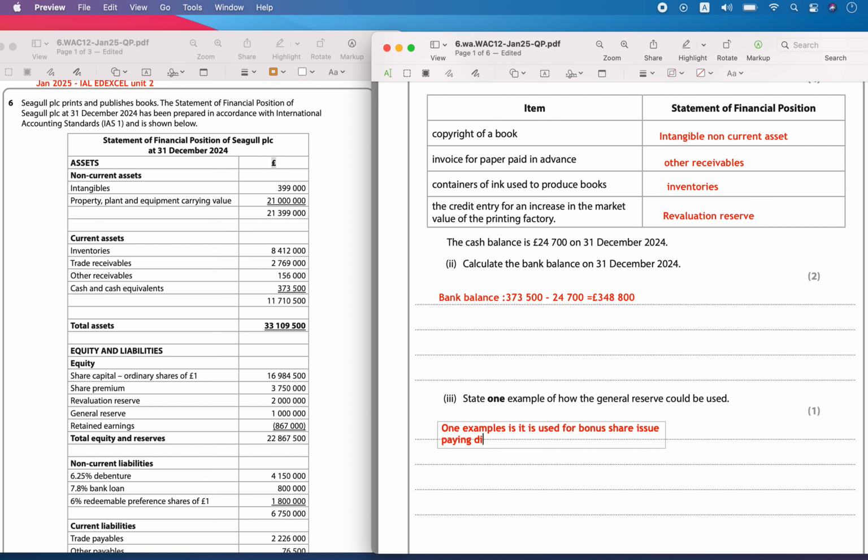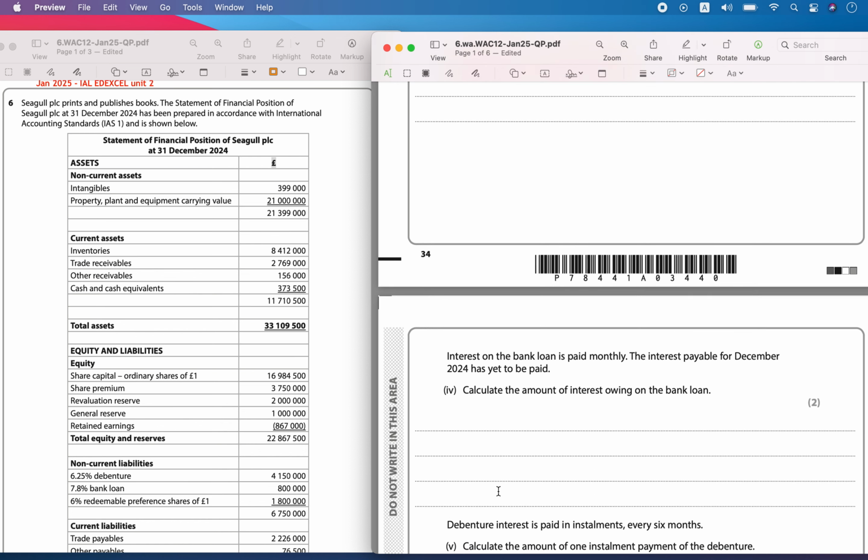I can use it for paying dividends. Usually dividends are paid after transferring it to here. So one example is to issue bonus shares, another example is paying dividends. You can also say I can use it for the purchase of machinery, to buy something. General reserve is also used for funding the growth of the company.